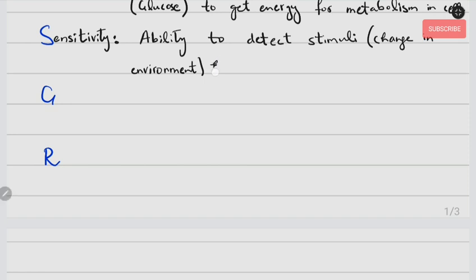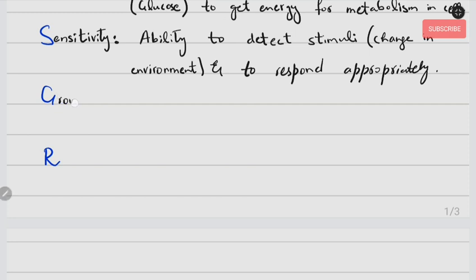And to respond to that stimulus appropriately, okay? That is called sensitivity, to detect or to sense the stimuli in the internal or external environment, and then to respond to it appropriately, accordingly.